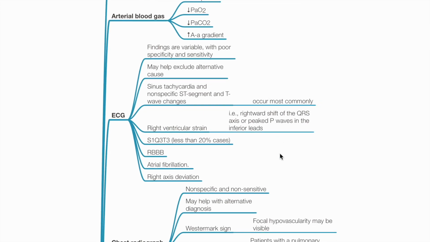Findings are variable for ECG, with poor specificity and sensitivity. ECG may help exclude alternative cause. Sinus tachycardia, non-specific ST segment and T-wave changes, signs of right ventricular strain, S1Q3T3, RBBB, atrial fibrillation and right axis deviation may be seen in PE.